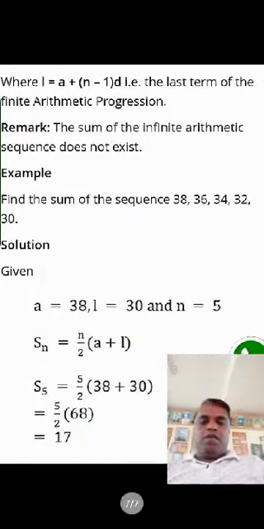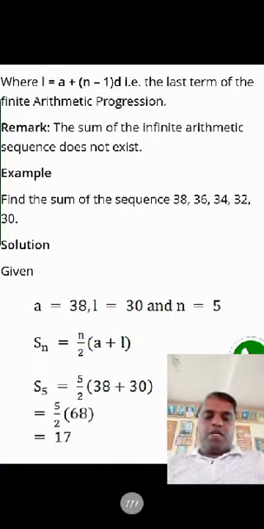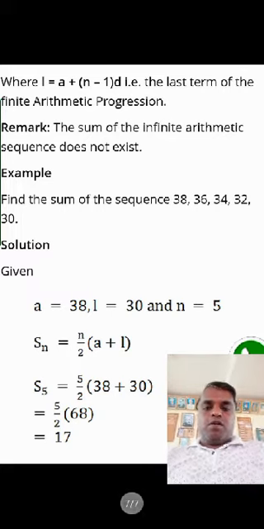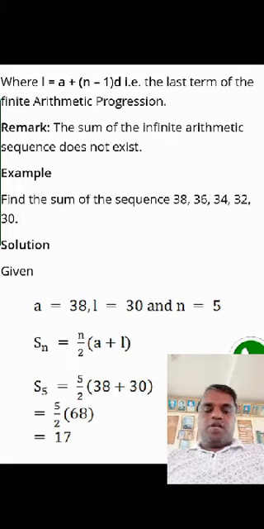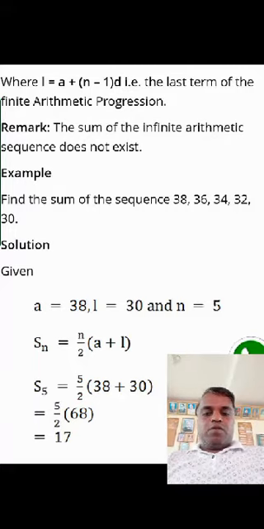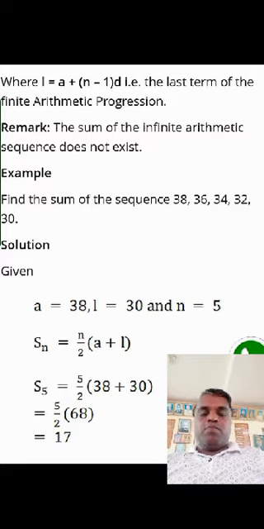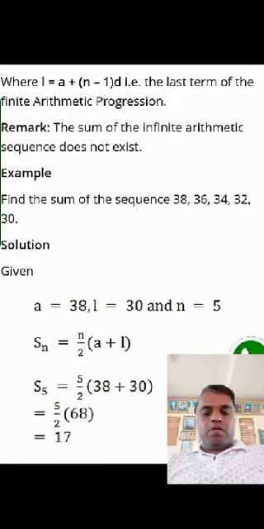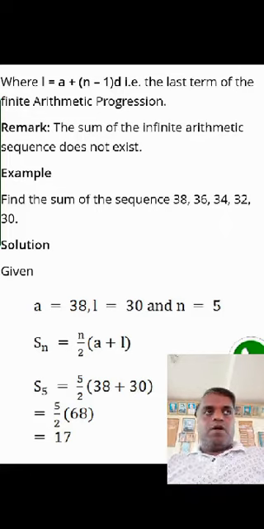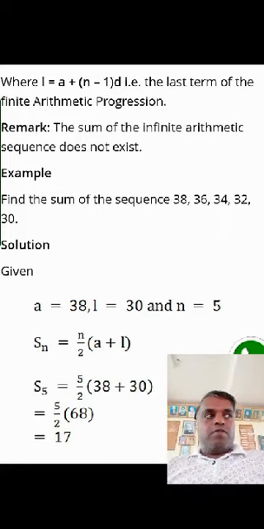So this is finding the sum of an arithmetic progression in the general form. All of you already understand how to find it: Sn equal to n by 2 into a plus l. So this completes the basic information about the arithmetic progression. I think all of you understand this arithmetic progression. Thank you once again.